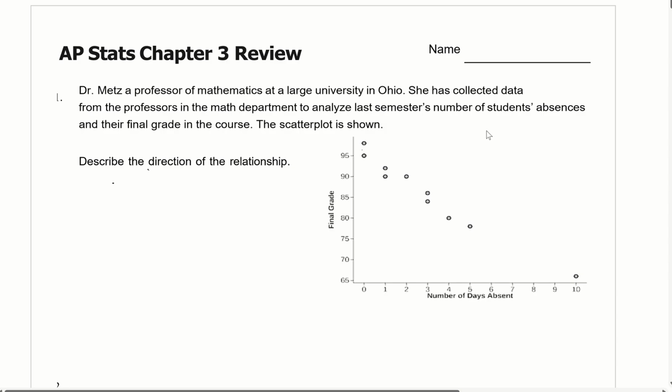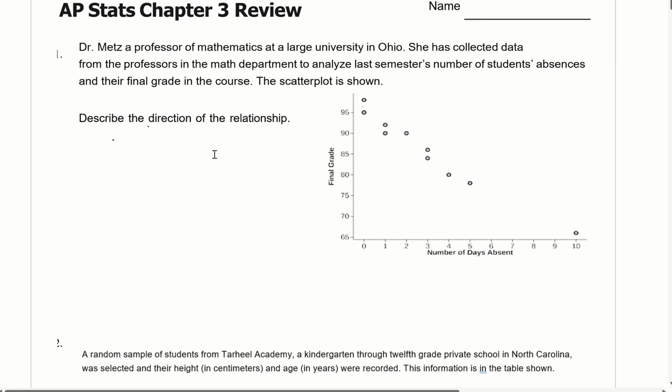So the first question is you got a scatter plot and you want to describe the relationship here between the final grades and the number of days absent. So it's just describing the direction. You can see that it's linear and it's going down. So it's a negative relationship. So all you got to say is that it's a negative relationship.